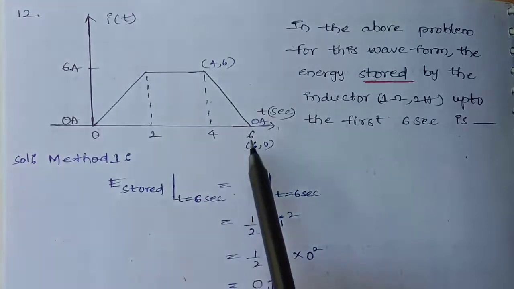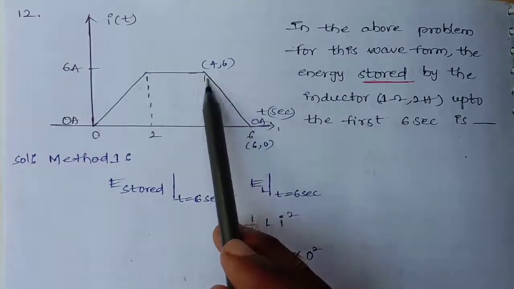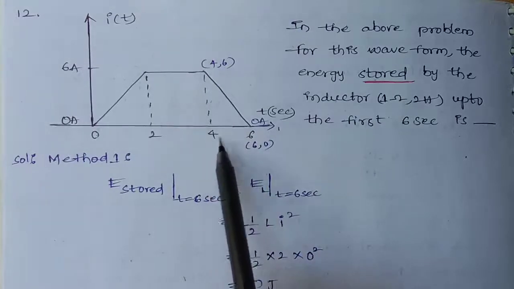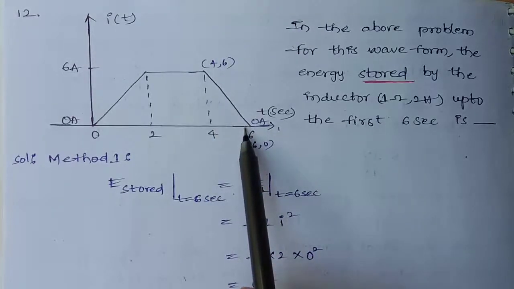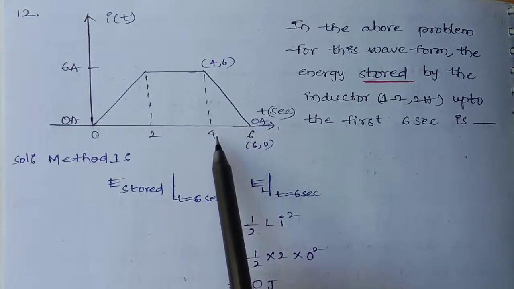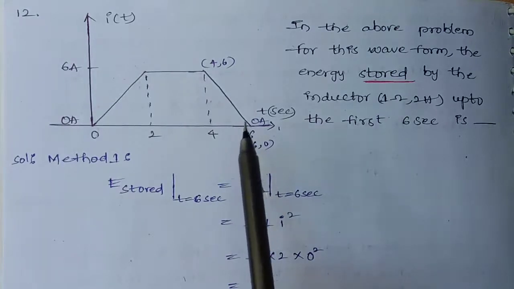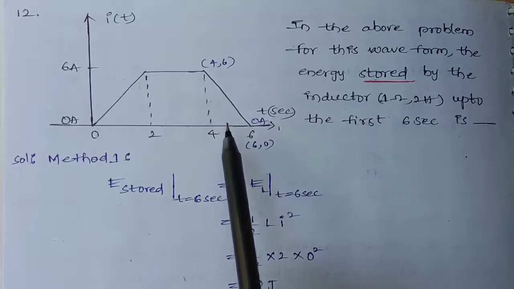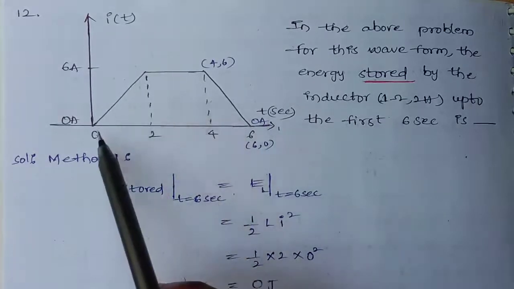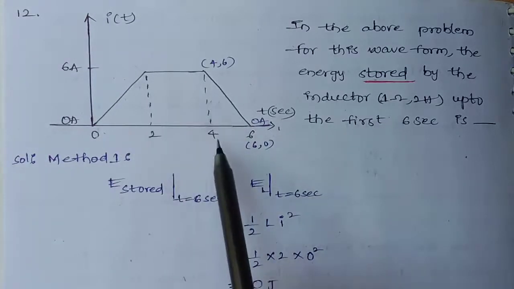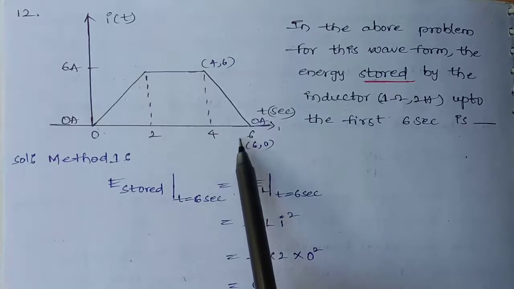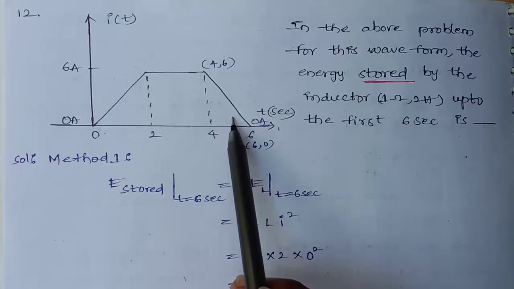From 4 to 6 seconds the current is decreasing. That means during 4 to 6 seconds the inductor is going to discharge. During 0 to 2 seconds the inductor is charging. From 4 to 6 seconds the inductor is going to discharge, right?